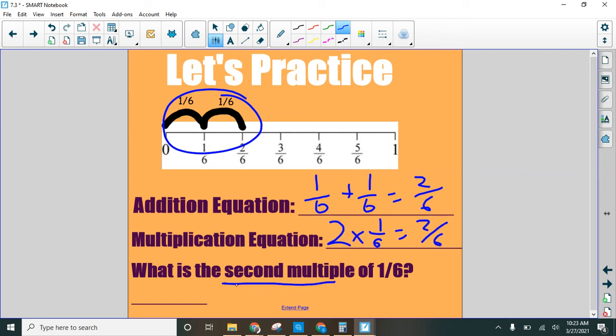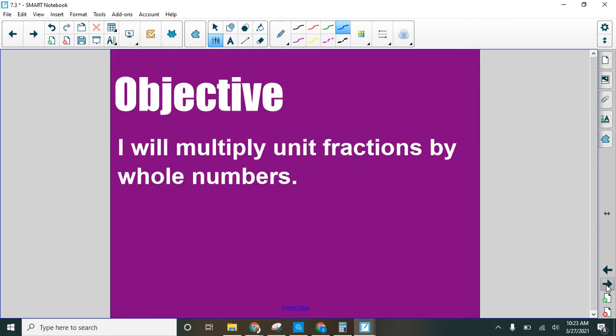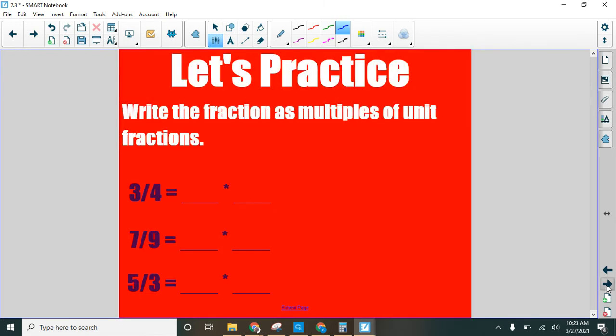And so the 2nd multiple of 1/6, right? If we count by 1/6, that's not easy to say, we would have 2/6 there. All right. Oh, my standard disappeared. I will multiply unit fractions by whole numbers today.